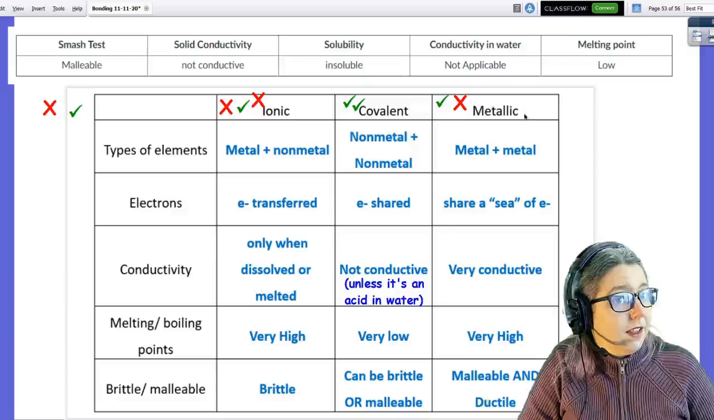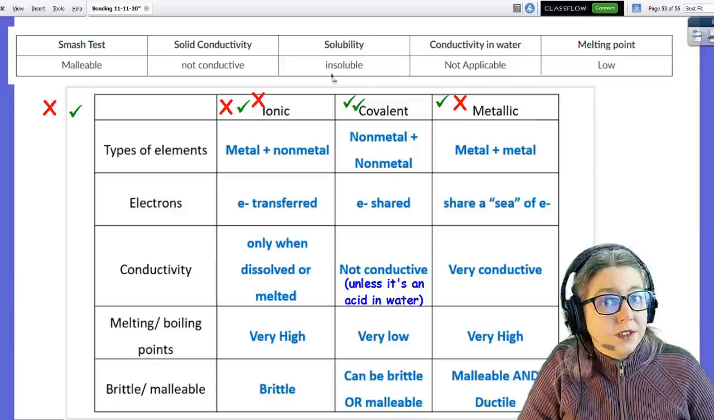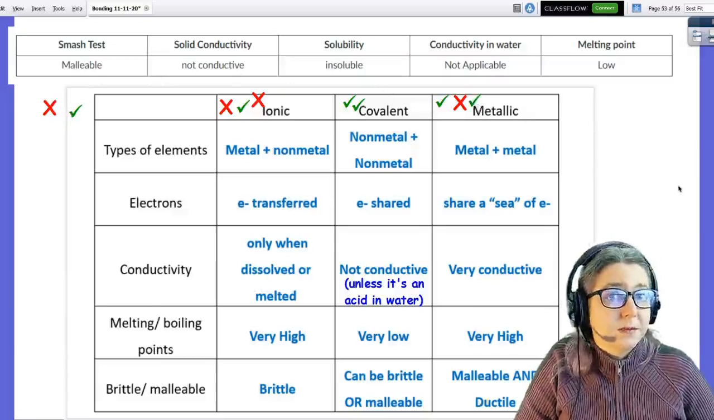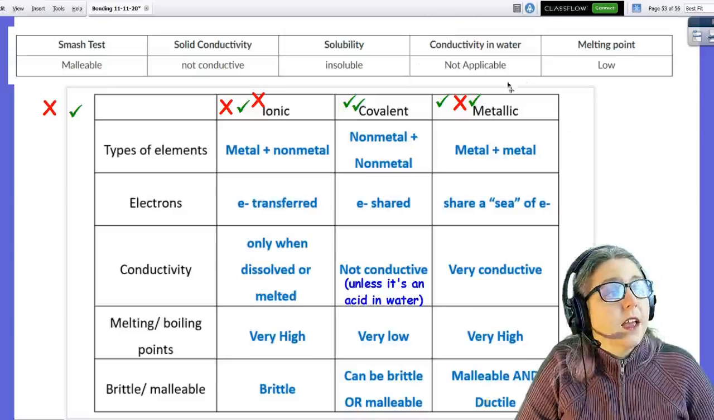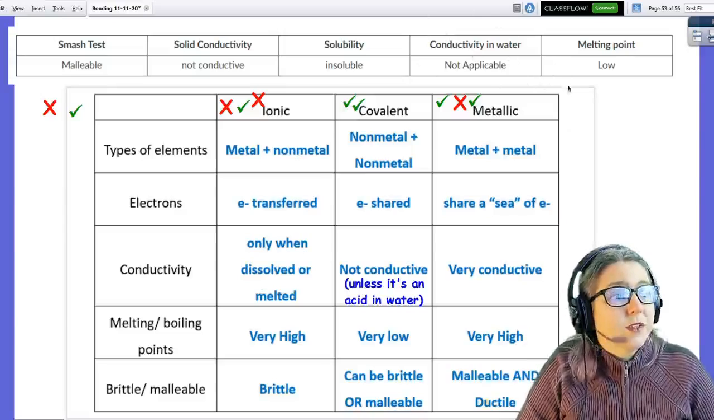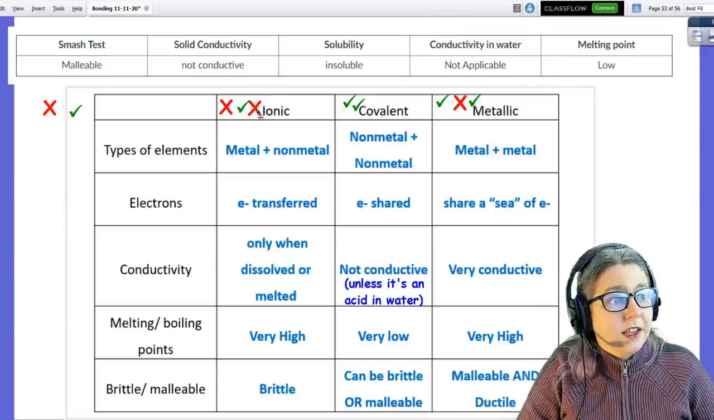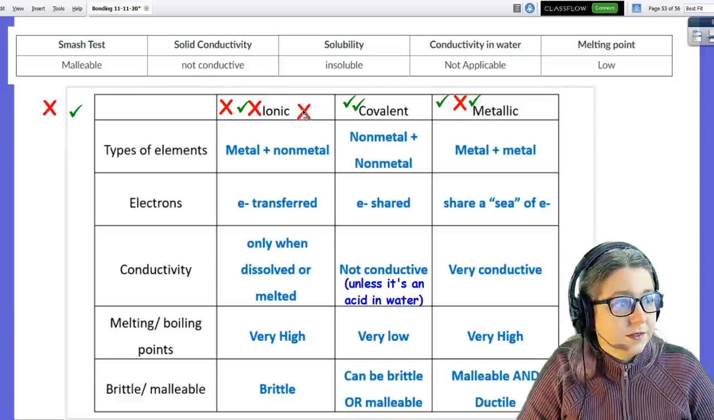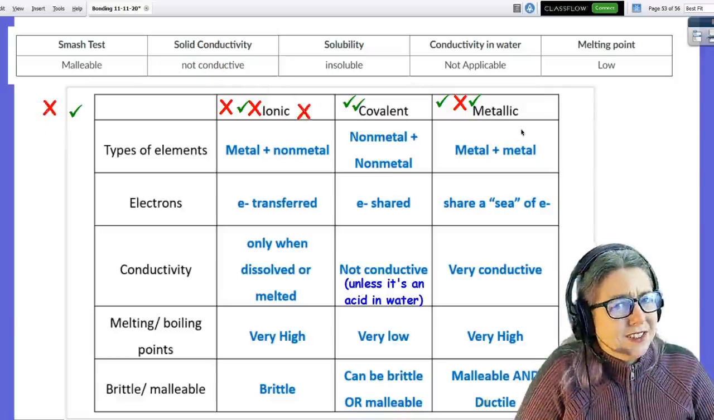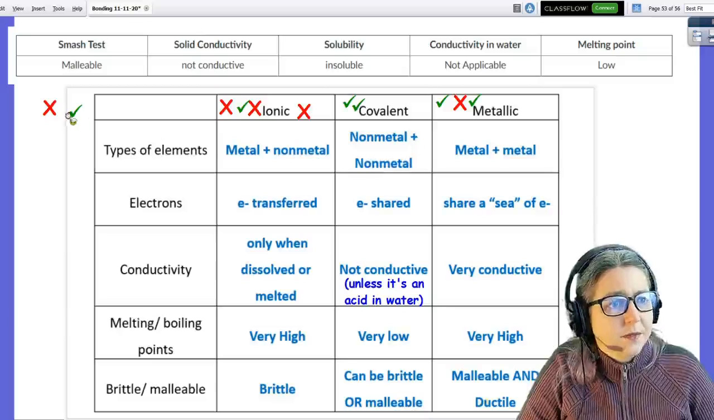And then my metallic compounds were also insoluble. My metallic compounds, my copper and my zinc, they never dissolved. So that's one point towards metallic. Now, conductivity in water was not applicable. First off, this is a good X against ionic because ionic was very conductive in water. My metallics also did not conduct electricity in water.